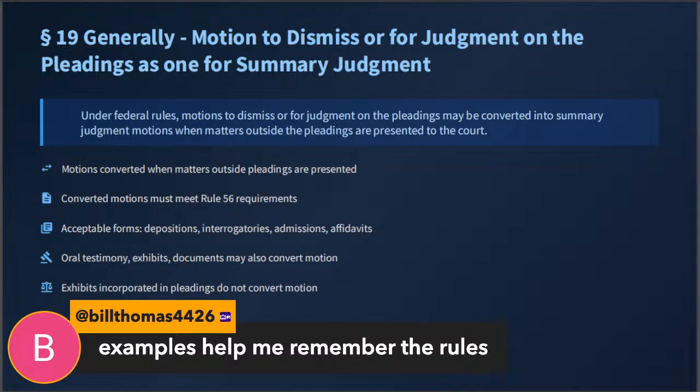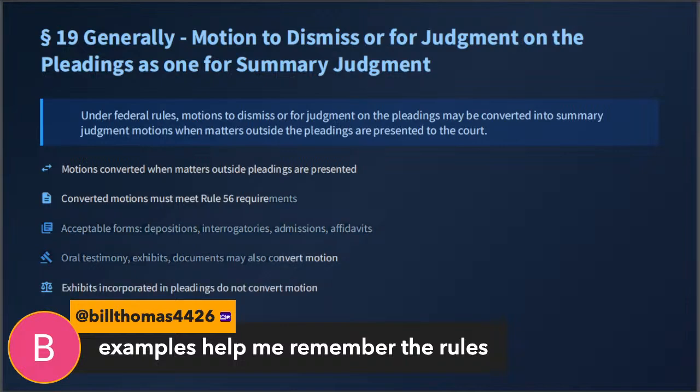These are the matters outside the pleadings that are presented. Here are the acceptable forms. You have depositions, interrogatories, admissions, and of course, affidavits. Oral testimony, exhibits, and documents may also convert the motion. So these are the outside matters. Exhibits incorporated in pleadings do not convert the motion, so it has to be outside the pleadings. If there's an exhibit incorporated in the pleadings, then it cannot convert.